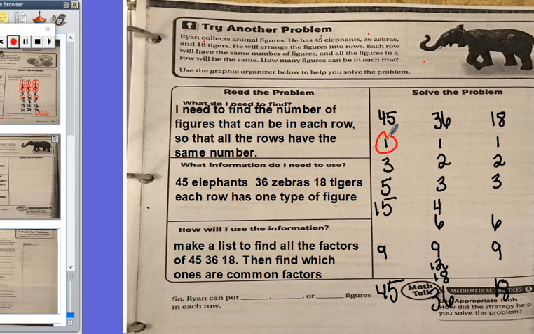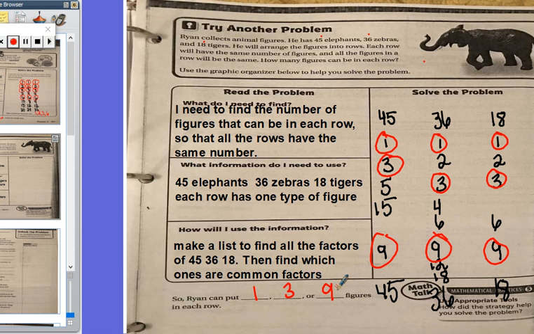First of all, 1s are all in common. They all had a 3 in common, and then they all had a 9 in common. So, let's see, I think that's it. So what they had were 1s, 3s, and 9s. So Ryan can put 1, 3, or 9 figures in each row.